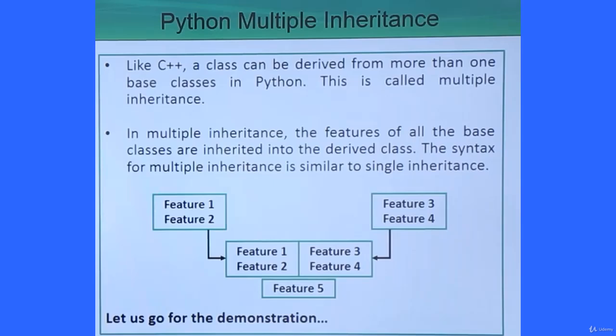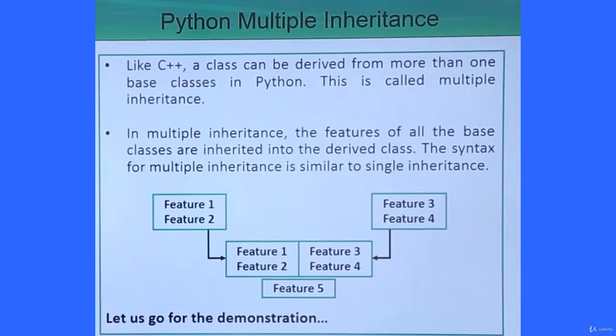Let us suppose this is our base class number 1 having feature 1 and feature 2. This is our base class number 2 having feature 3 and feature 4. After inheritance, feature 1, feature 2, feature 3, and feature 4 are available in the derived class. Let us suppose we have added another extra feature to the derived class, feature 5, and in this way multiple inheritance can be implemented in our Python coding.